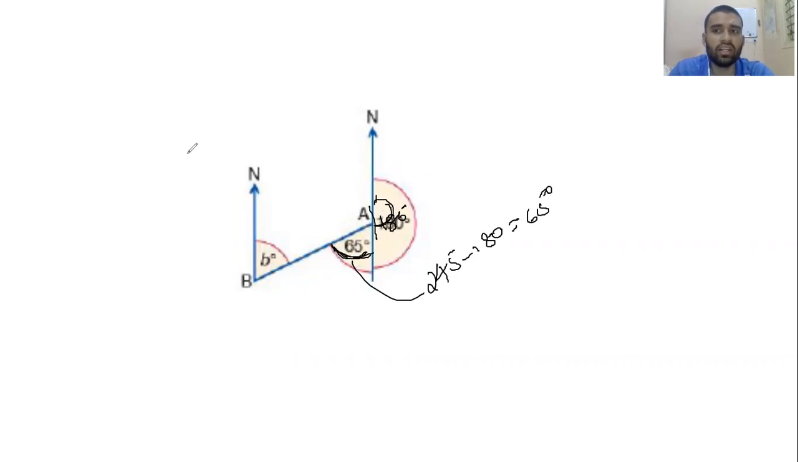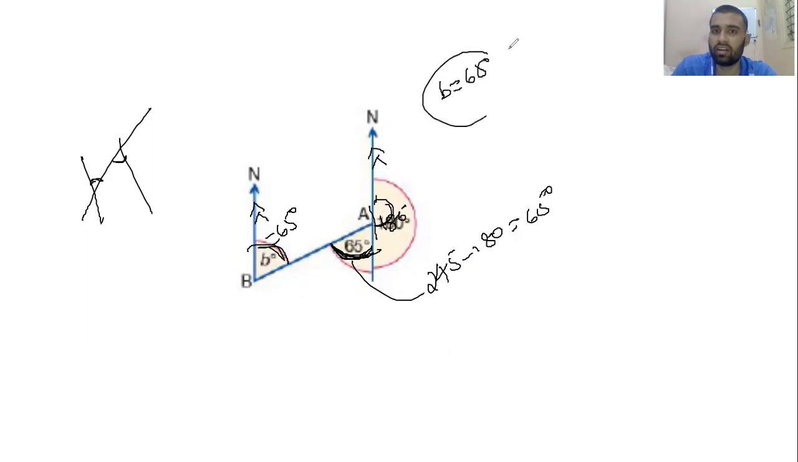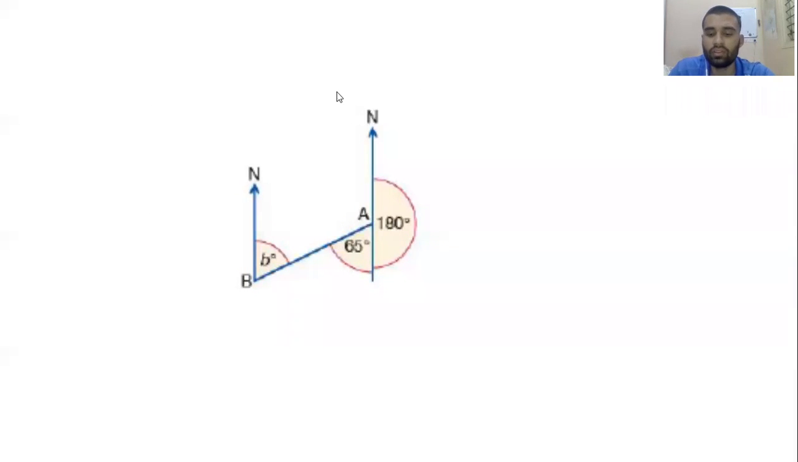Now I'm sure you would have studied in angle properties that if two lines are parallel and a line crosses them, this angle and this angle are equal by alternate interior angles. You know that this line and this line are parallel, and because of that, these angles are equal by alternate interior angles. Now you know that angle B is 65 degrees. So what is B? B is the bearing of A from B. That means you stand at B and look towards A. Now, on to the next example.